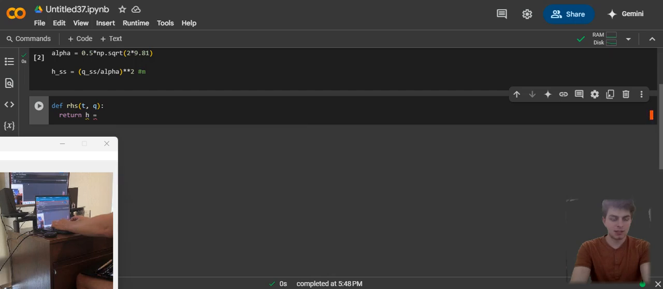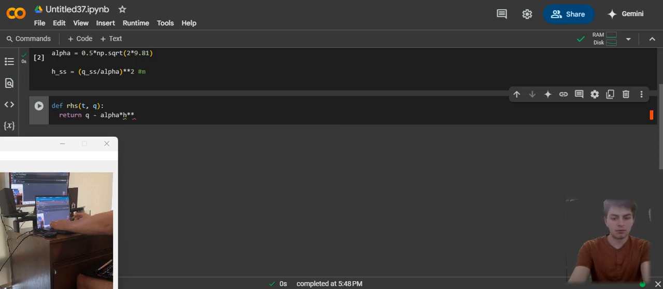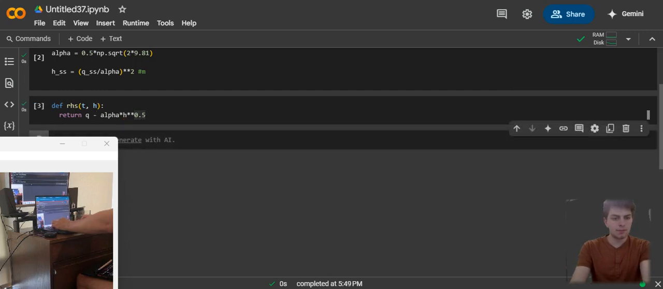The height derivative is going to be what? What's the right-hand side of this equation? It should just be Q minus alpha times h to the 1/2 power. And our input should actually be h, not Q. Not h steady state, but h.